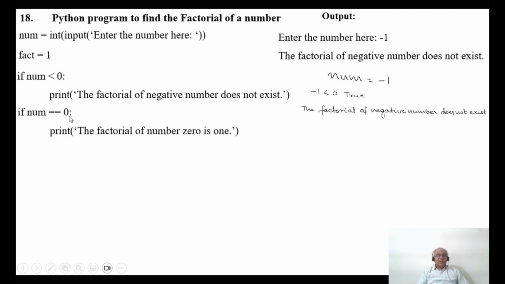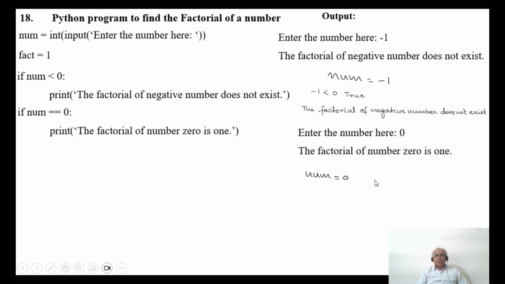Now if num is equal to 0, the factorial of the number 0 is 1. So that means the factorial of 0 is 1. How to do that? Num is equal to 0, 0 is equal to 0, the condition is true, then it will execute this statement: the factorial of the number 0 is 1.